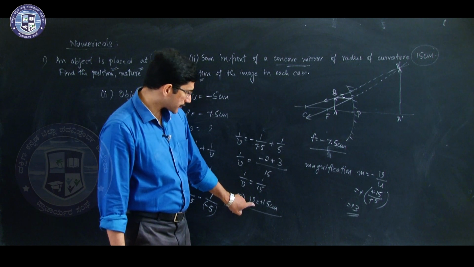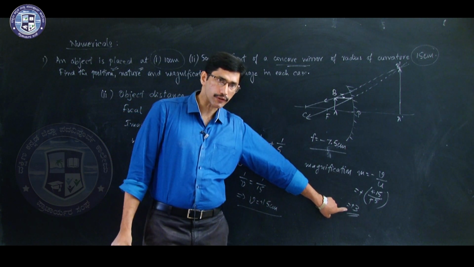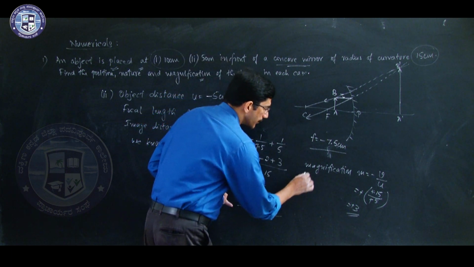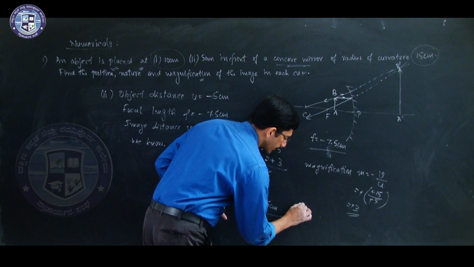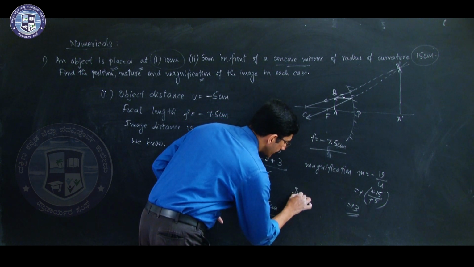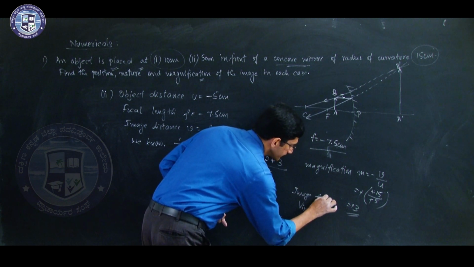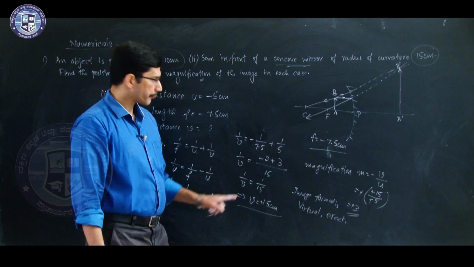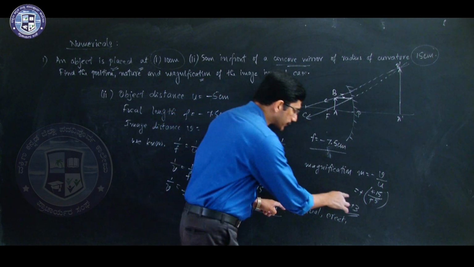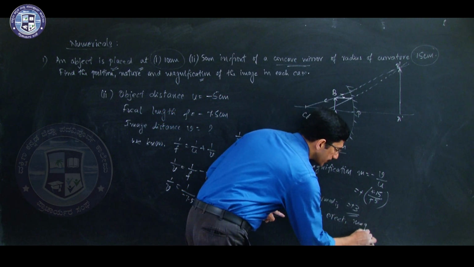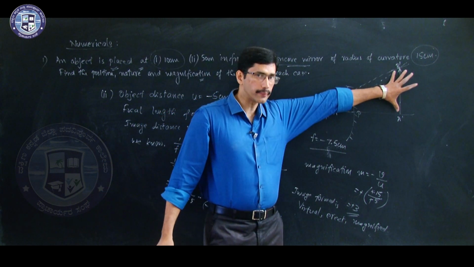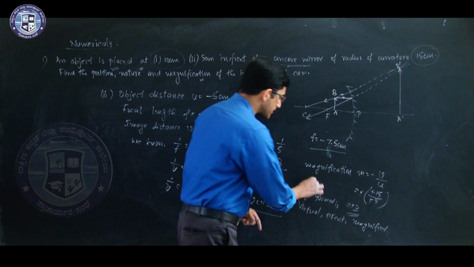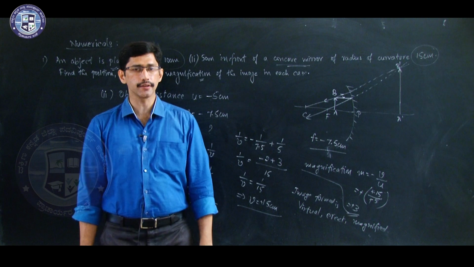Now, the image distance is positive and the magnification is also positive. What does it indicate? It indicates that the image formed is virtual and erect. The magnitude of M is greater than 1. Since the magnitude of M is greater than 1, the image is magnified. That means the height of the image is 3 times the height of the object. Magnification is equal to 3, that indicates that the height of the image is 3 times the height of the object.